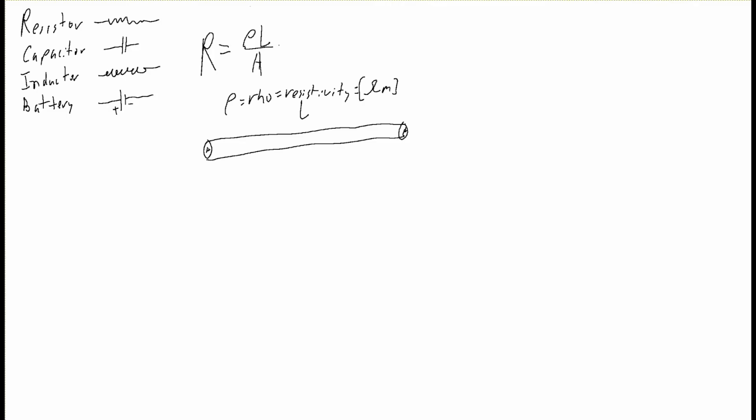The wire has a length, and there's not much you can do about the length. But this area is problematic. With a tiny area, which is a function of the radius of the wire, pi r squared, a small area implies that the resistance is large.